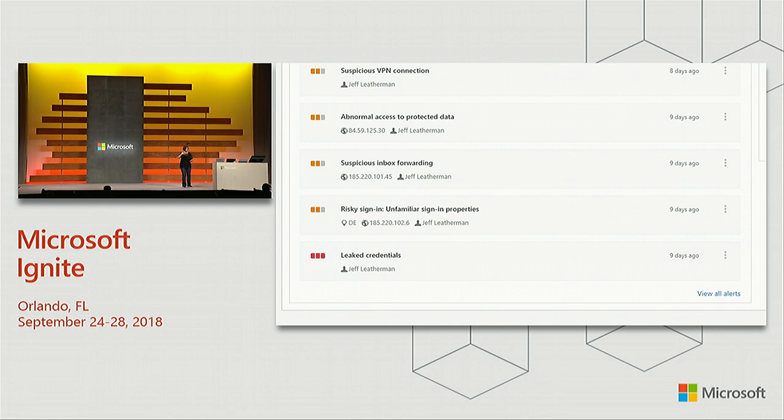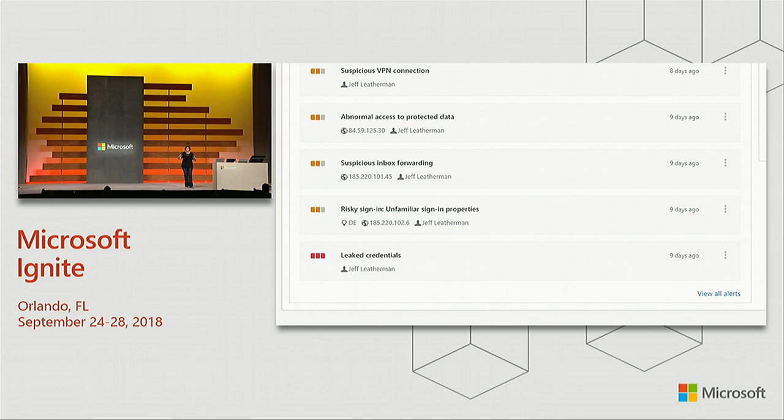And when you have a look at the alerts, you can see the types of alerts that we show you about this user. So the leaked credentials and the risky sign-in come from Azure Active Directory. The suspicious inbox forwarding is actually an alert that comes from Cloud App Security. That's looking at the cloud session, and we know that something has happened to this user's inbox and somebody's added a forwarding rule, which is a technique that hackers use to exfiltrate data.